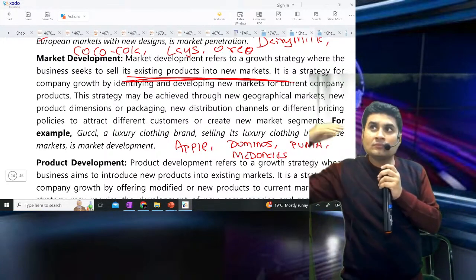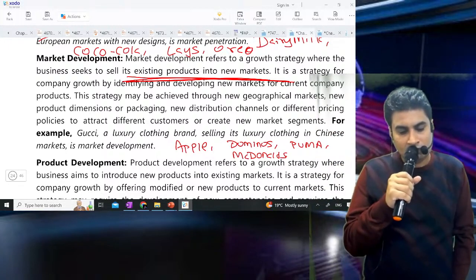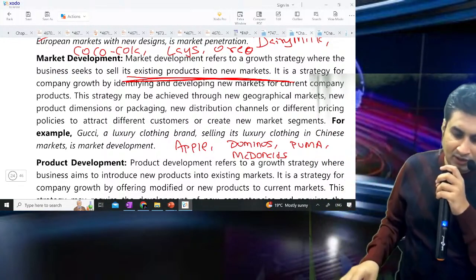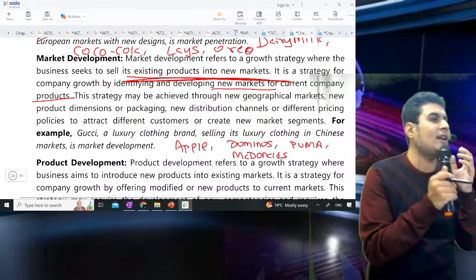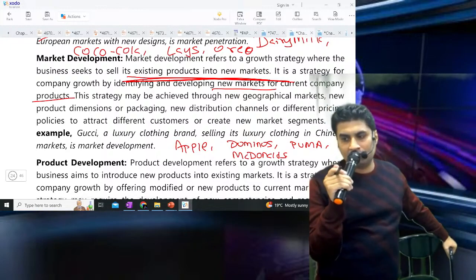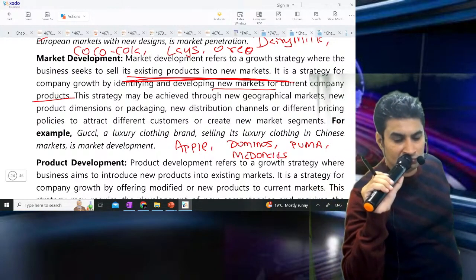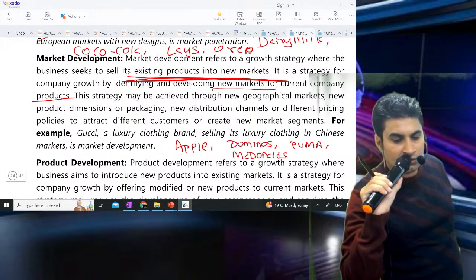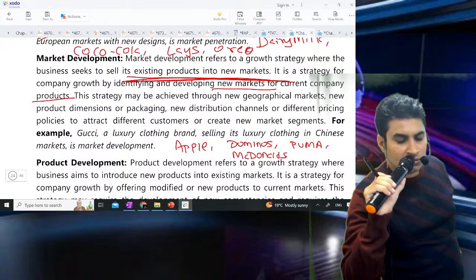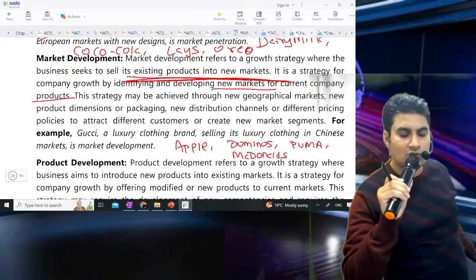It is a strategy for company growth by identifying and developing new markets for current company products. Underline again: new market for current product. Same product, new market. This strategy may be achieved through new geographical markets, new product dimensions or packaging, new distribution channels or different pricing policies to attract different customers or to create new market segments. Understood? Perfect. No problem whatsoever.